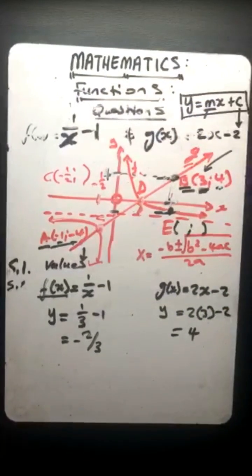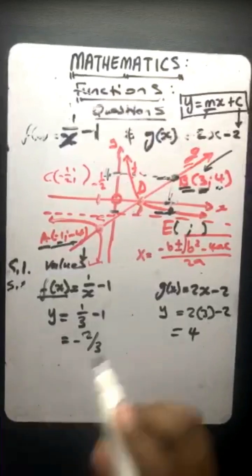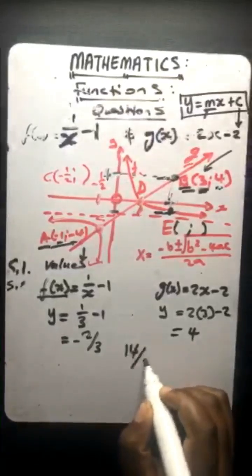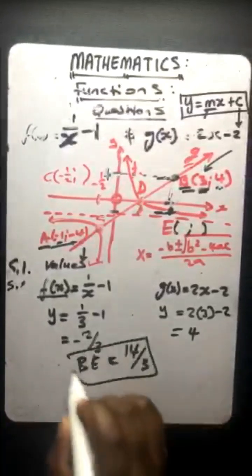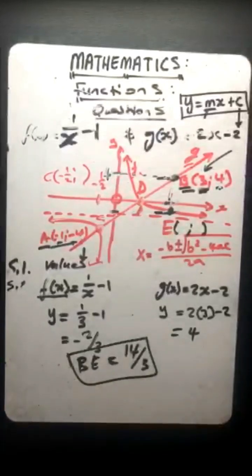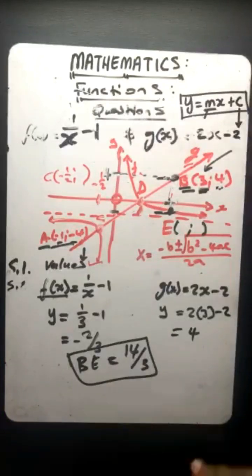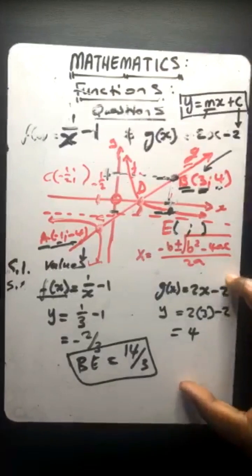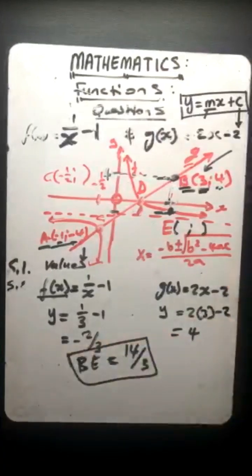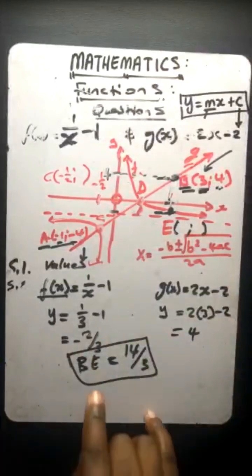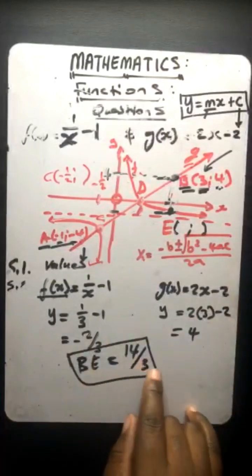So 4 plus 2 over 3, I think it's 14 over 3. So you just say BE equals 14 over 3. But remember, no corruption. Molebogeng, do you know how corruption comes in these cases? That's when you copy. Because someone can just say BE equals 14 over 3.